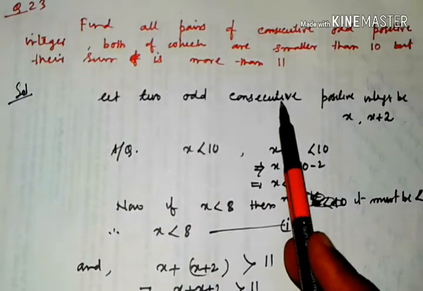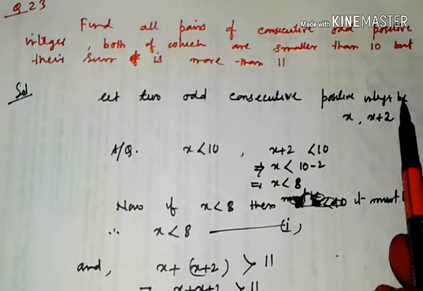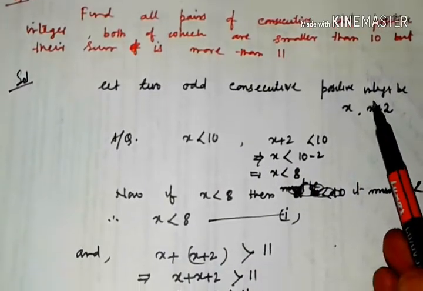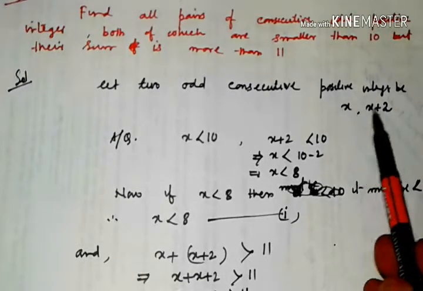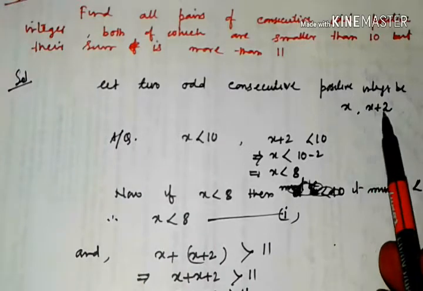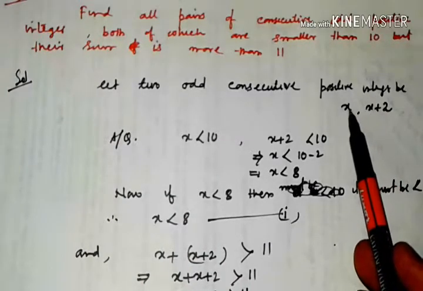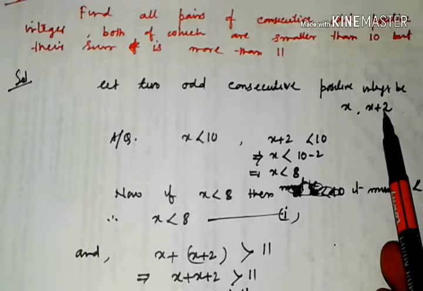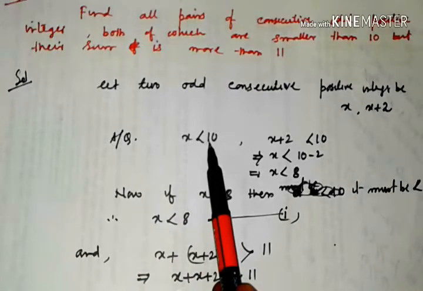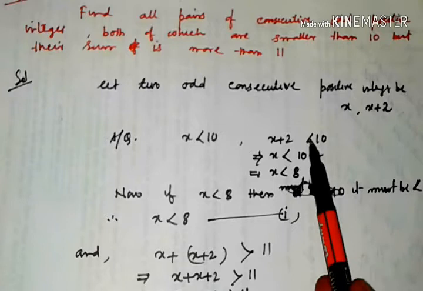Let the two consecutive odd positive integers be x and x plus 2. Since they are consecutive odd positive integers, the difference between them is 2. Therefore, if one is x, then the other will be x plus 2. According to the question, x is less than 10, and x plus 2 is also less than 10.